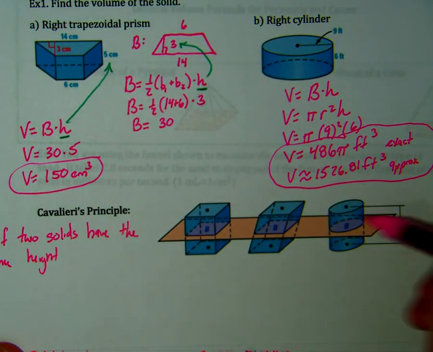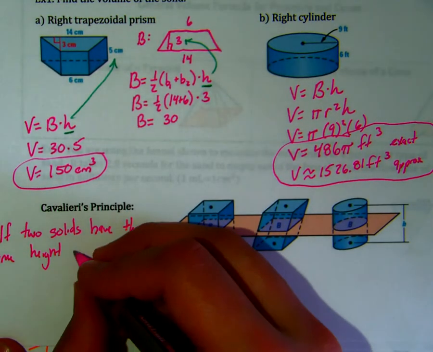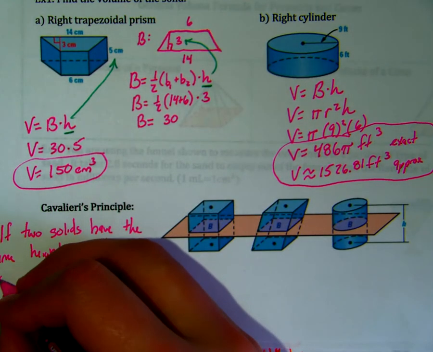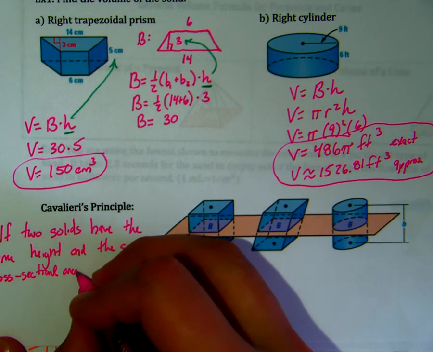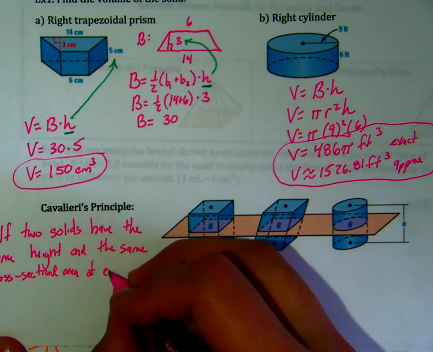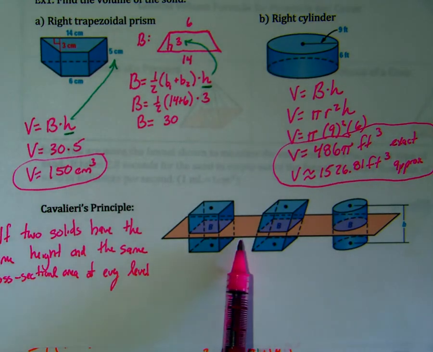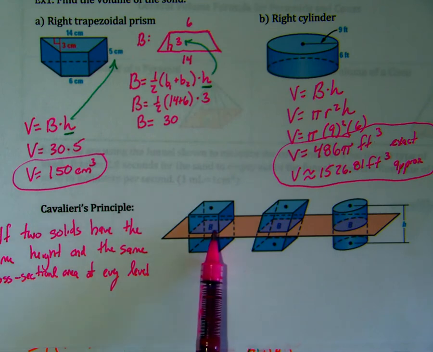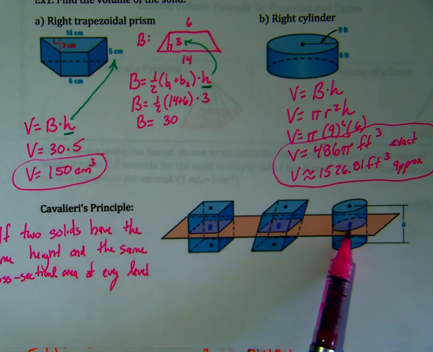Here, h, from the top to the bottom, between those two black dots. So if two solids have the same height and the same cross-sectional area at every level. Cross-sectional area is like this colored plane. If you slice that through, they're saying capital B here, so the area of this square is the same as the area of this square, is the same area as this oval. So it's structured in a way that those things are the same.